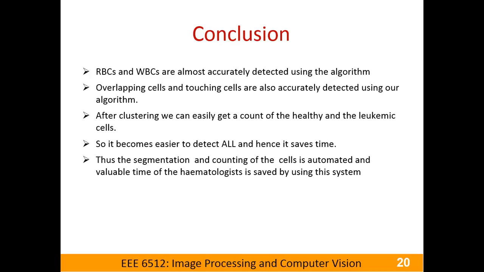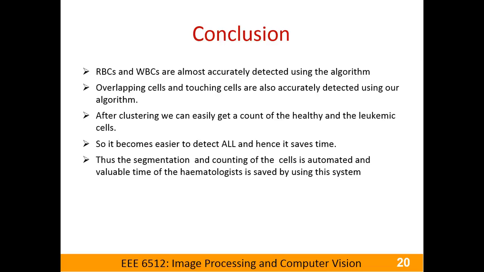So finally, the conclusion. RBCs and WBCs can be accurately detected using the watershed algorithm. The overlapping cells and the touching cells are also accurately detected using our algorithm. And after clustering, we can get a count of the healthy and the leukemic cells, which is very important for detecting ALL. If the count of the leukemic or abnormal cells is very high, we can detect if the sample has ALL or not.